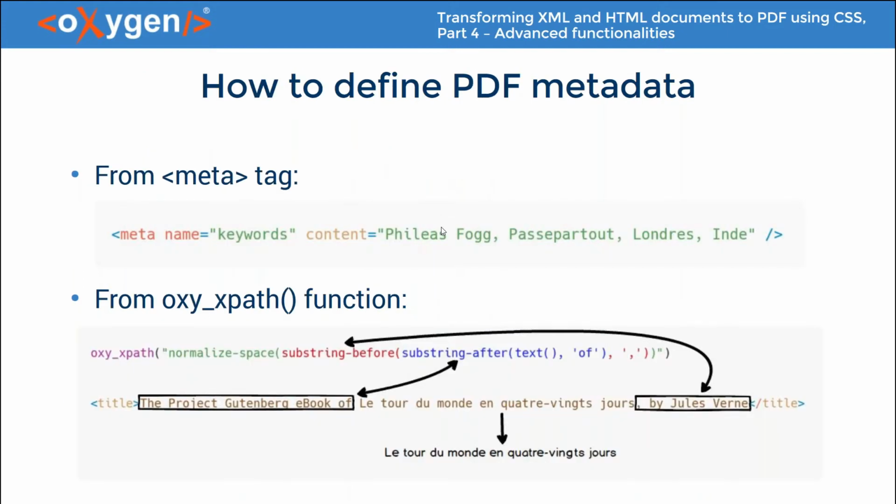So in my example, I have only dynamic metadata, and I want to extract it automatically, as I explained, from the meta node. And the rule that is automatically applied is that if the HTML document includes the keywords metadata, all the content of the content attribute will be used as keywords in my PDF document.